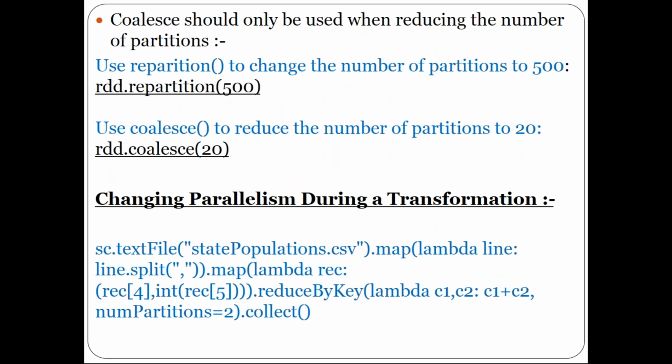Now, carefully observe. One minute, I'll break it into splits. This is 1. This is 2. This is 3. The SC.txt file is one part. Mapping is the second part. And reduce is the third part. This rec.4 is not involved.